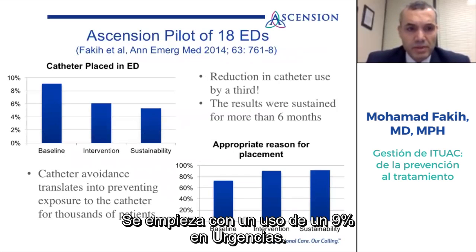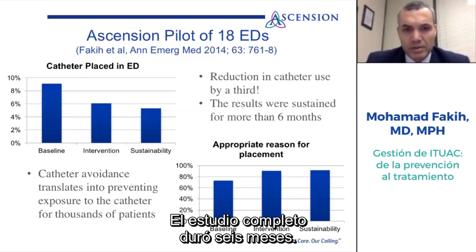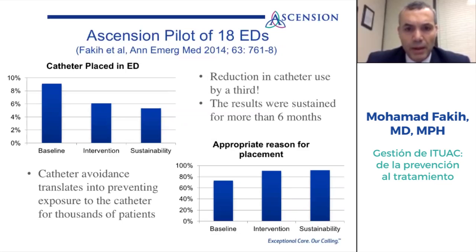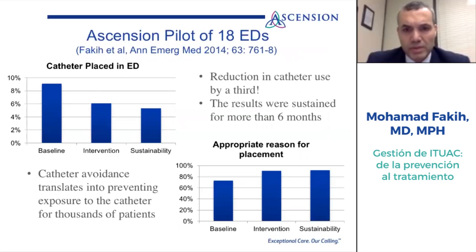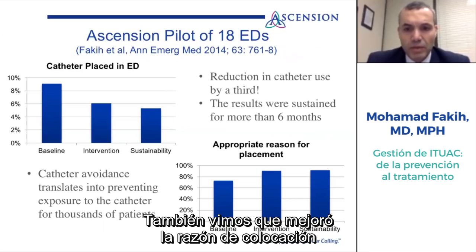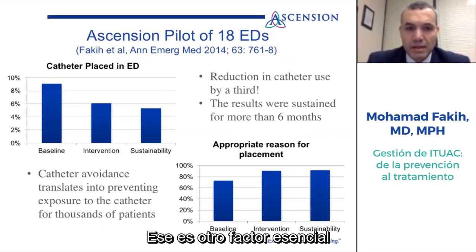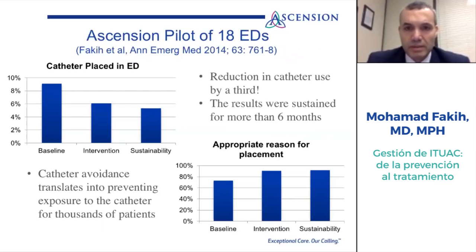So here's what you can see. The baseline was about 9% utilization in the emergency department. With the intervention it went down to about 6%, and with sustainability, the whole study was about 6 months, the sustainability period dropped to 5.4%. So a pretty strong reduction in utilization. And what we noticed also is that the appropriate reason for placement has improved with time. So that's another very important factor, that the adoption happened at these emergency departments.